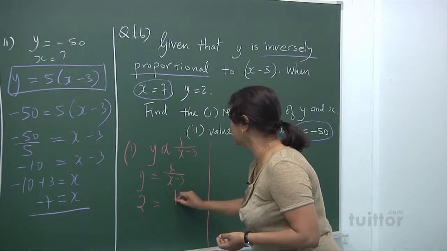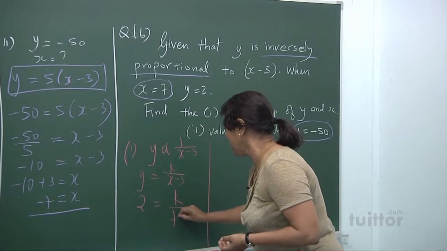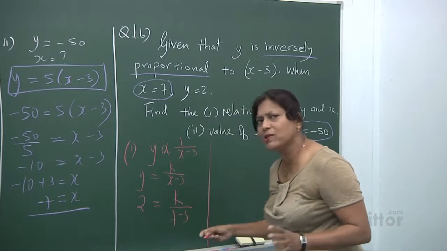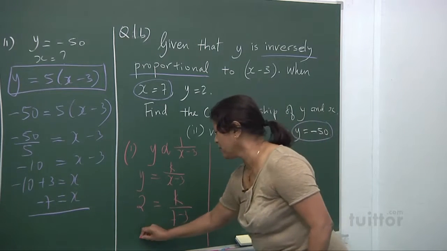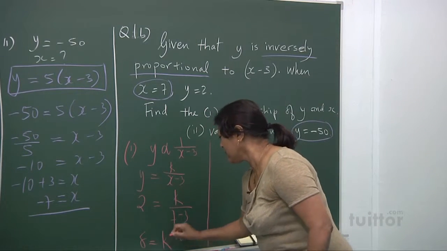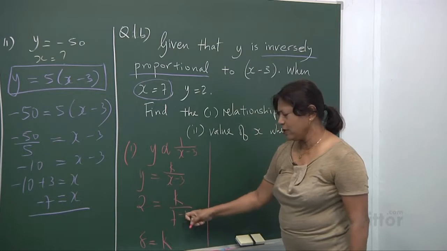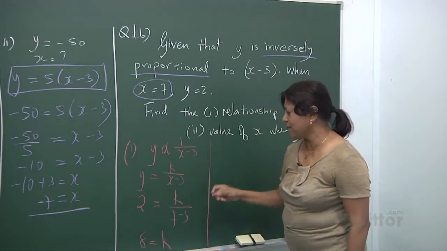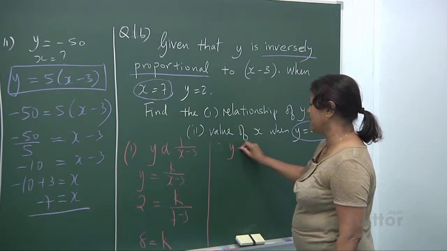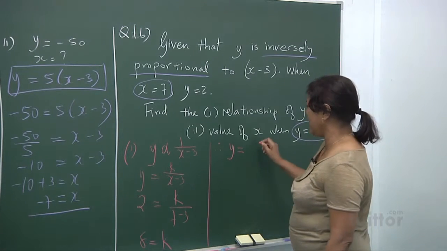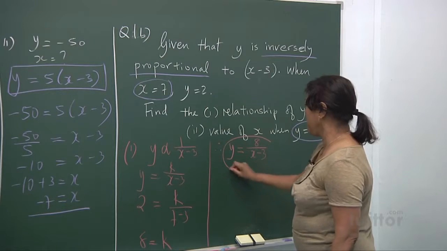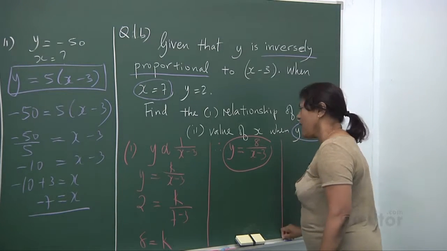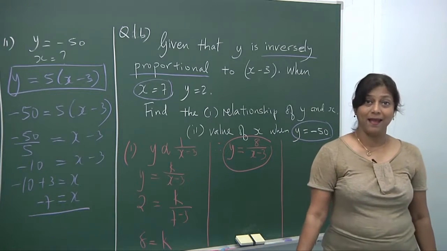And then your x is a 7. 7 minus 3. What's 7 minus 3? You get a 4. Bring your 4 up here. 4 times 2 is 8. So therefore, k is 8. Therefore, y is equal to 8 over x minus 3. That's the relationship of y and x.